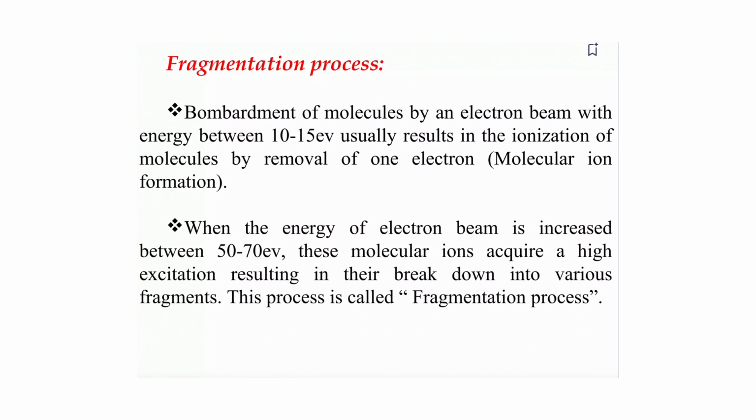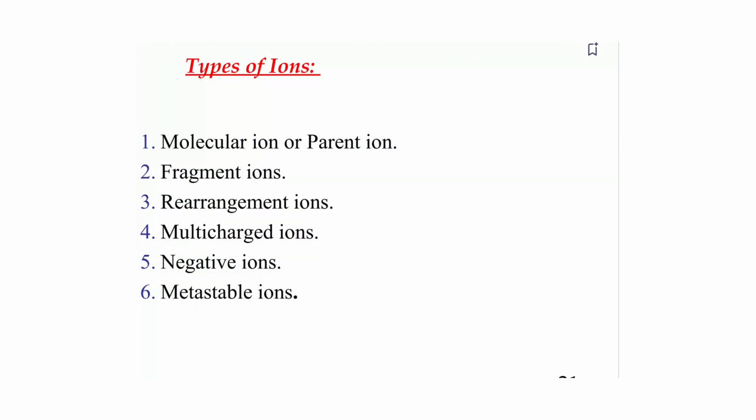When the energy of the electron beam is increased to between 50 to 70 eV, these molecular ions acquire a high excitation, resulting in their breakdown into various fragments. This process is called fragmentation. As a result of fragmentation, several types of ions are formed. They are the molecular ion or parent ion, which forms the big peak in the mass spec reading, and then fragment ions, which result in smaller peaks, and also rearrangement ions, multi-charge ions, negative ions, and metastable ions. So by reading the peaks, we can know what molecule is present in the sample.